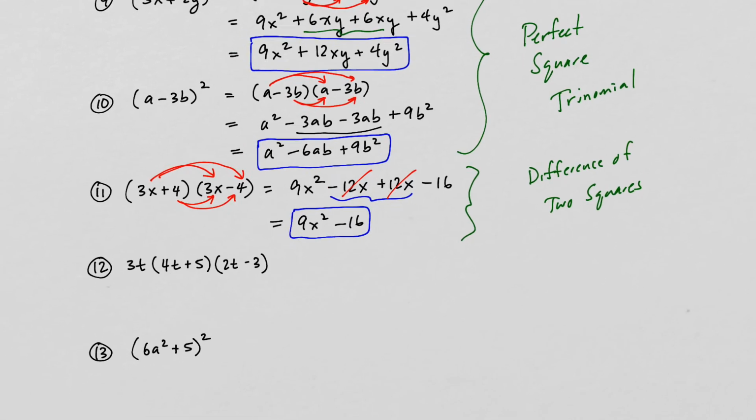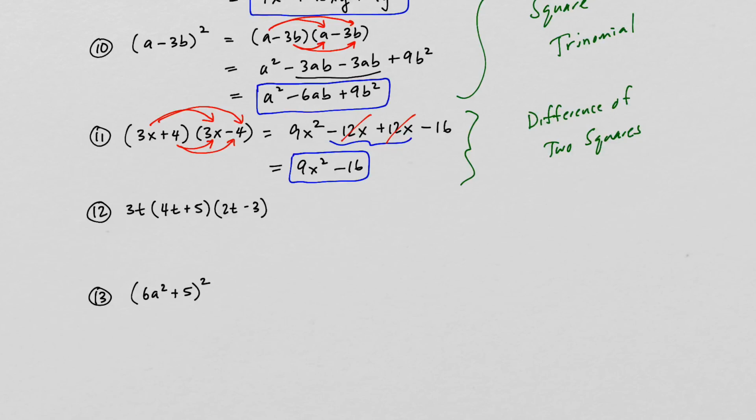Okay, so moving on to example 12. This is special because what we have here is the product of three polynomials. We have a monomial multiplied by a binomial multiplied by another binomial. Now, when you're multiplying three polynomials together, you start by just multiplying two of them together. And the way I like to do this is I'll start with multiplying the binomials together. So I'm going to save the 3t, and then I'm going to work on multiplying these two together.